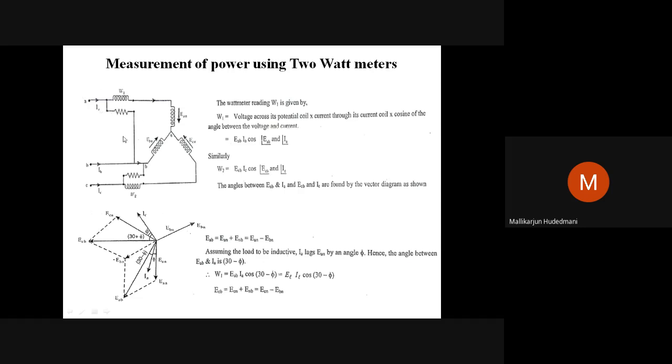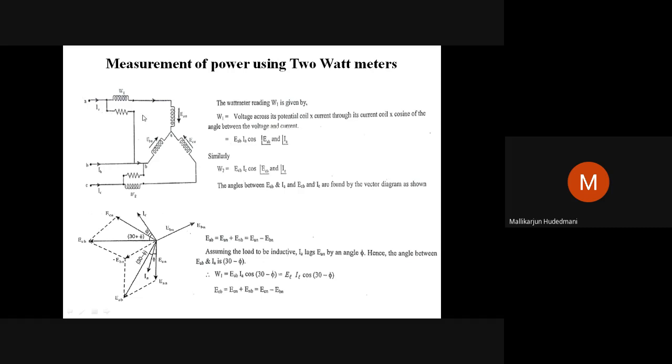Then the power indicated by this instrument is given by the voltage at which it is functioning. The voltage is sensed by the potential coil, which is represented as a resistor. It is more resistive in nature. Then the current is sensed by the current coil. The reading of this instrument depends on EAB into IA, cosine of the angle between EAB and IA.